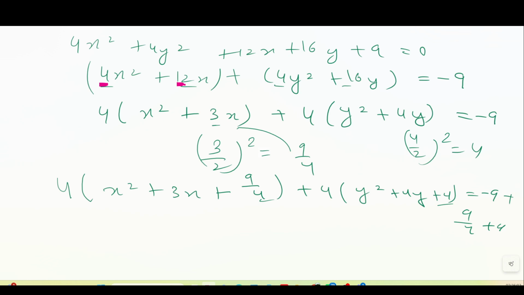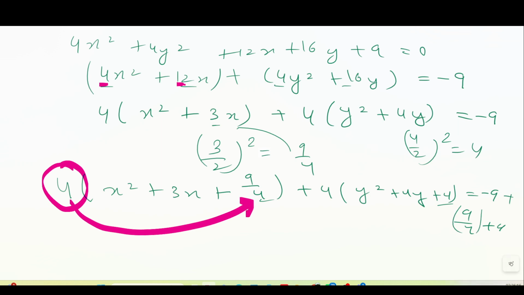A very important point here. If I just add 9 fourths, that will be wrong. Why? Because if you see, there is a 4 outside, right? So the 4 is going to get multiplied by 9 fourths. So I need to multiply this 9 fourths with 4, and this 4 with this 4. Are you getting why I'm multiplying on the other side? So this 4 will cancel out, and we have just 9 plus 16.